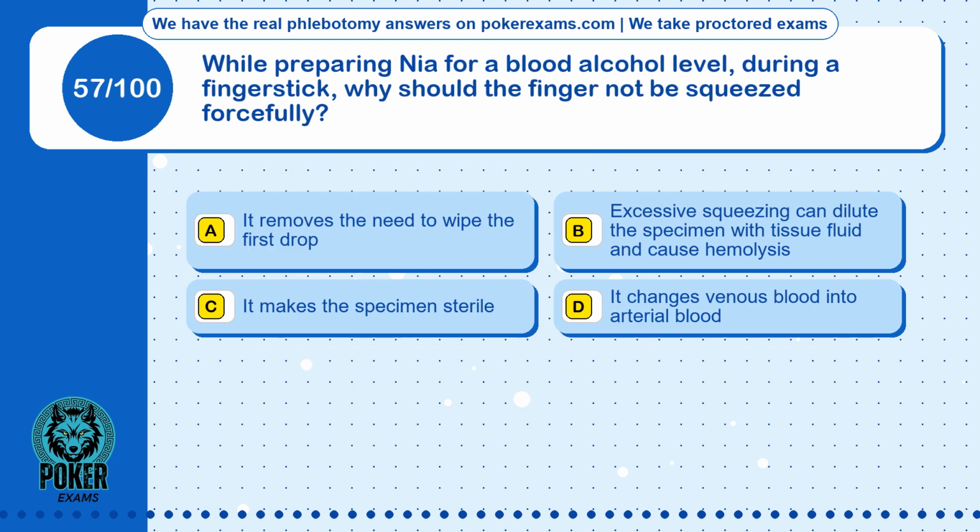Question 57. While preparing for a blood alcohol level, during a finger stick, why should the finger not be squeezed forcefully? Option A. It removes the need to wipe the first drop. Option B, excessive squeezing can dilute the specimen with tissue fluid and cause hemolysis. Option C. It makes the specimen sterile. Option D. It changes venous blood into arterial blood.